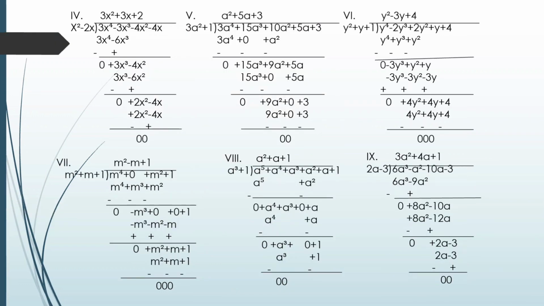Now I will solve question number 7. Here m to the power 4 plus 0 plus m to the power 2 plus 1. Now here you have to divide them, the divisor is given, m square plus m plus 1. Now again the same procedure, m to the power 4 by m square.